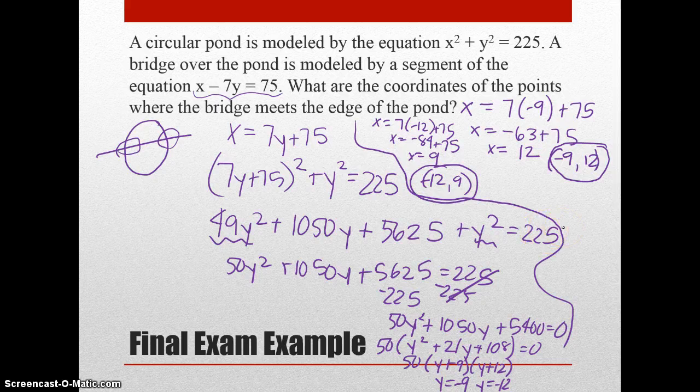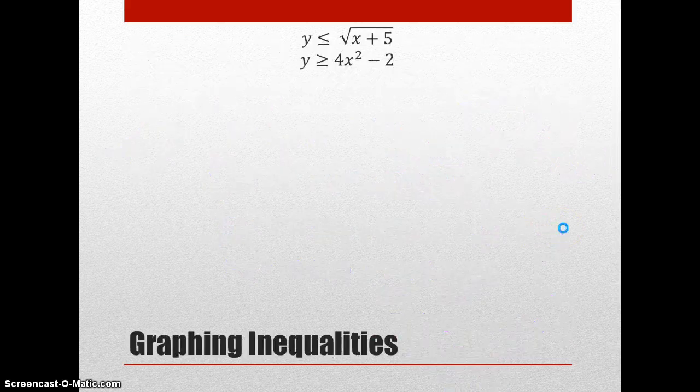Alright. The other thing we're going to talk about is graphing inequalities. We've done a lot of inequalities with linear equations. So now we're going to throw in some of our nonlinear additional functions. So we have y is less than or equal to the square root of x plus 5, and y is greater than or equal to 4x squared minus 2. So we're going to do our sketches.